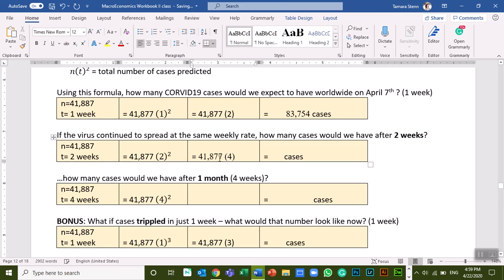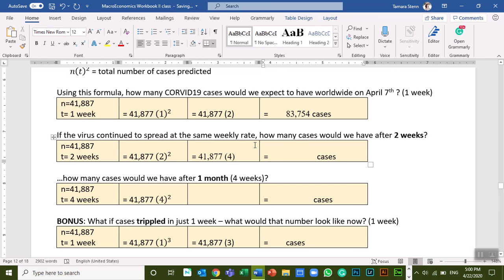So 2 to the 2 is 4. And what that's going to give us now is 41,877 times 4. So if we run that on our calculator, or you can do long division, well, not even that long, 41,877 times 4, you come up with a number of 167,508 cases. So you get to write that down in your workbook.